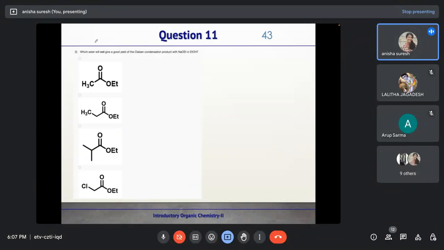Clear? So in this case, here there are two alpha hydrogens present. Here also alpha hydrogens will be present. But in this case, there will be no alpha hydrogens present after Claisen condensation. So because of that, the reaction will be reversible. It cannot be made irreversible, and hence the yield of the Claisen condensation product from the substrate will be lesser. Is it clear?